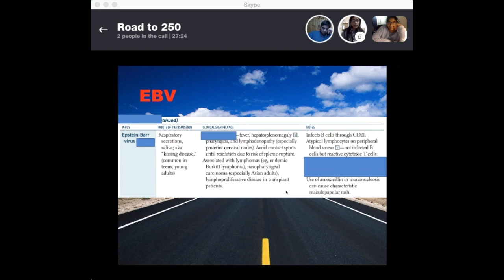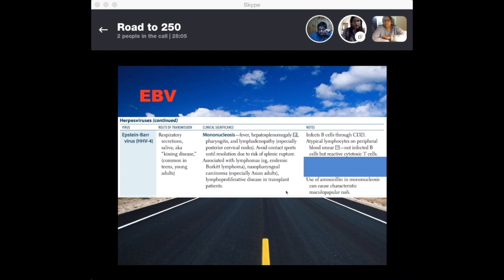So EBV contains double-stranded linear DNA. It is an enveloped virus. It is known as a herpes virus. Does anybody know which type? What number type? It's type 4. So what is the common illness that we know EBV causes? Mono. Yeah, exactly. So mononucleosis.